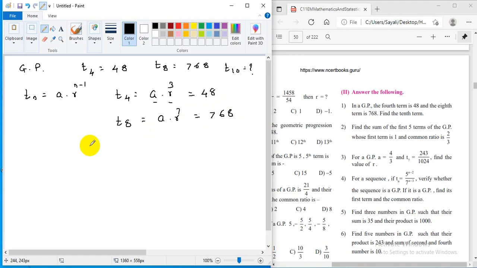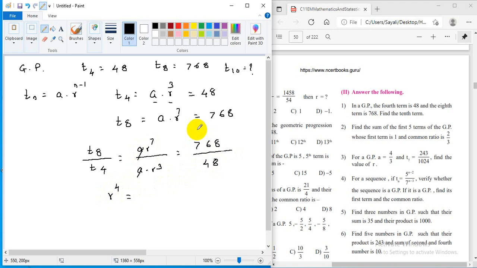So when you divide T8 by T4, what you get? A into r raised to 7 divided by A into r cube, and that is equal to 768 divided by 48. Now this A gets cancelled. R raised to 7 upon r cube is r raised to 4. So we get r raised to 4 is equal to, now this division I have to do.